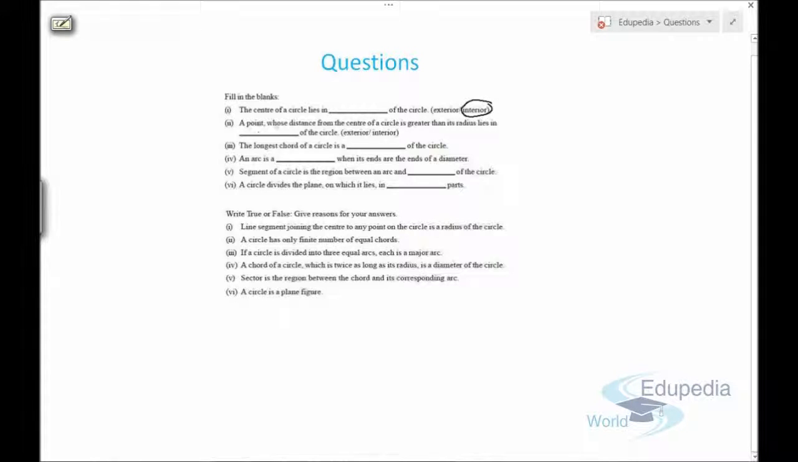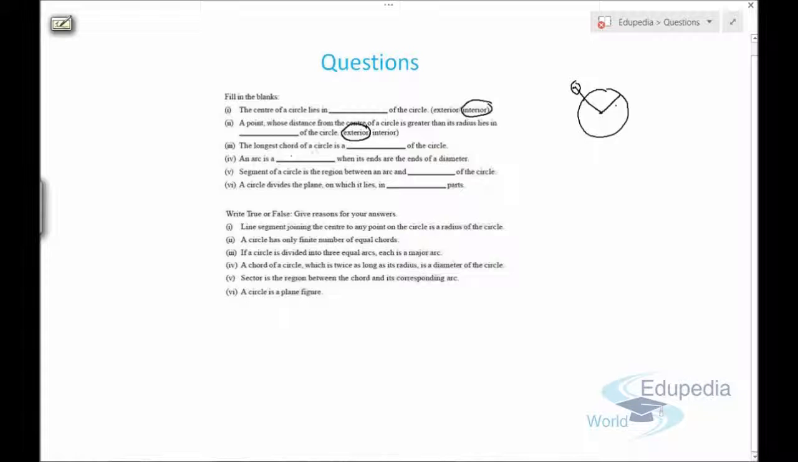Now, a point whose distance from the center of a circle is greater than its radius, it will lie in which part of a circle? So let's say we have a circle like this, and this is a center. So this is a radius. Now if I draw a line like this, which is greater than the radius, it will lie outside the circle. So it will lie in the exterior of a circle, right?